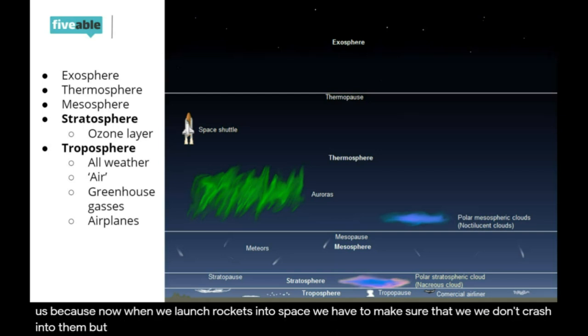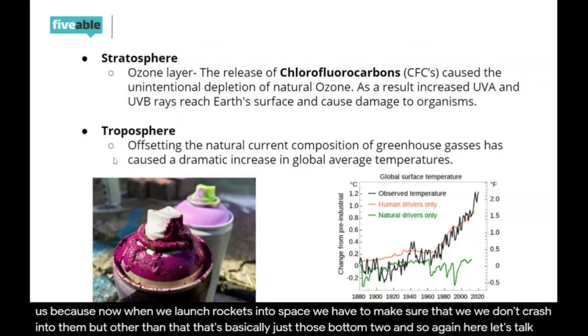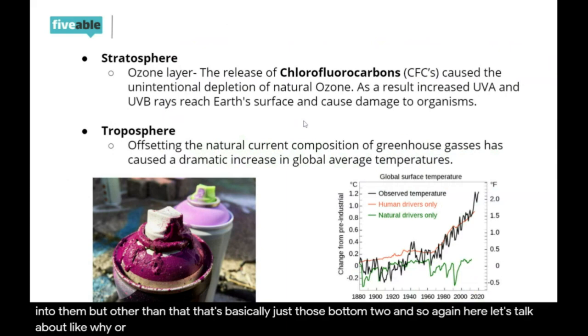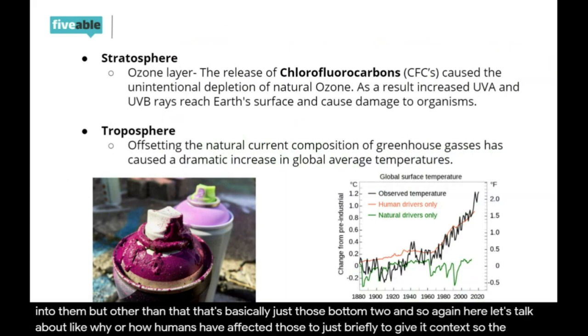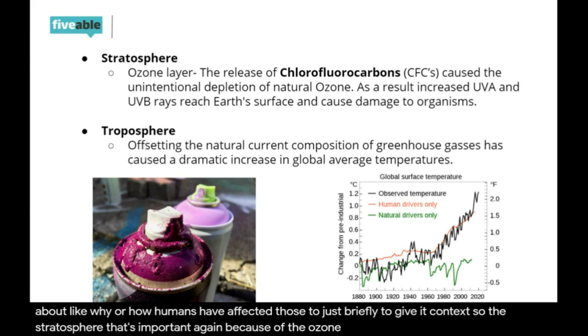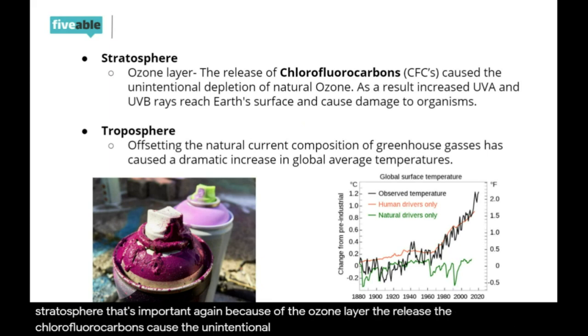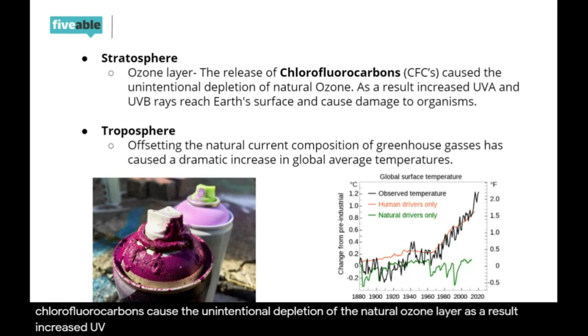But other than that, that's basically just those bottom two. And so again, let's talk about how humans have affected those two just briefly to give it context. So the stratosphere, that's important again because of the ozone layer. The release of chlorofluorocarbons caused the unintentional depletion of the natural ozone layer. As a result, increased UVA and UVB rays reach Earth's surface and cause damage to organisms.